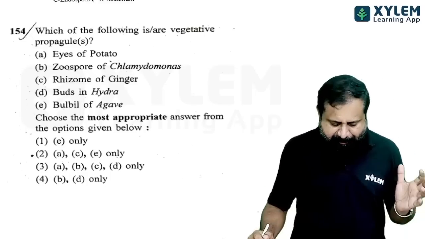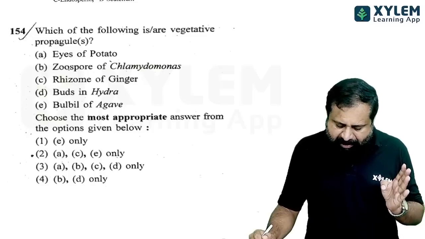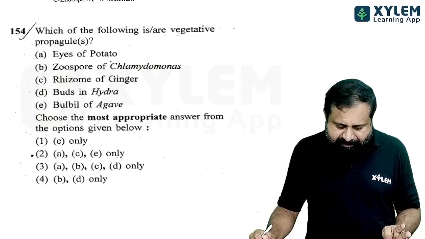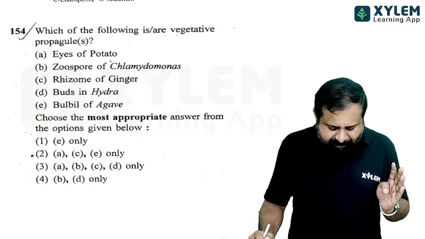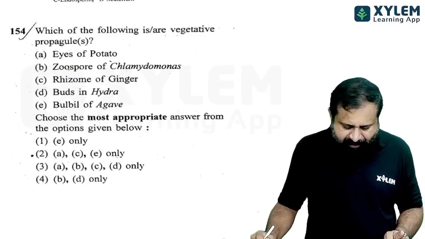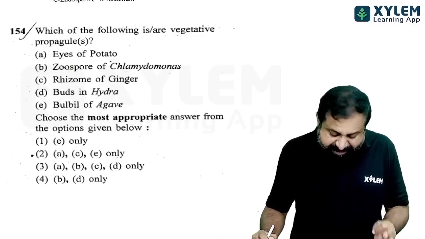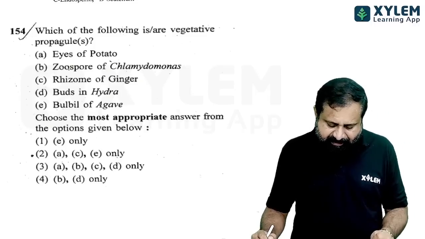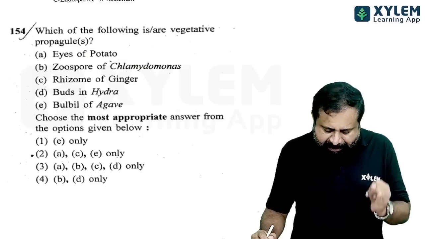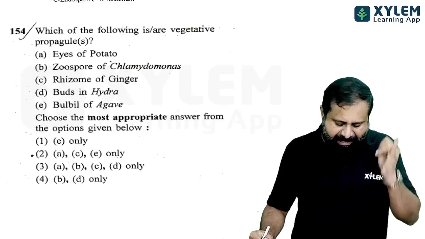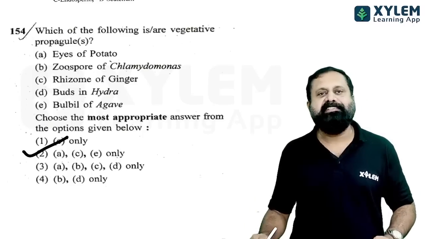So here the answer is, 154. A is right, then C is right, E is right. Eyes of potato, rhizome of ginger, bulbil of agave. So the answer is the second option.